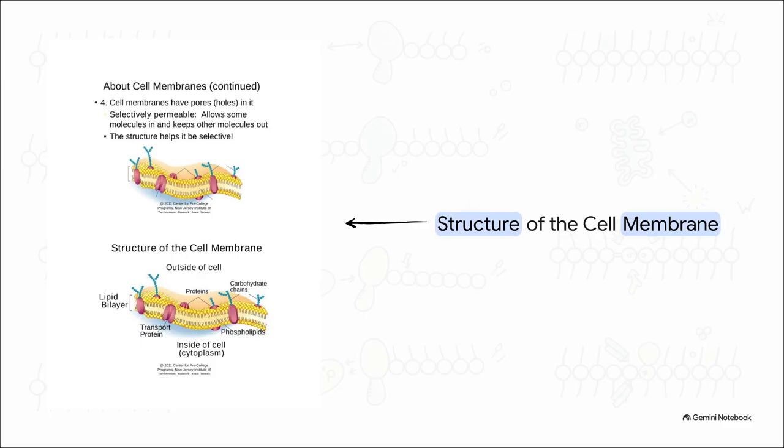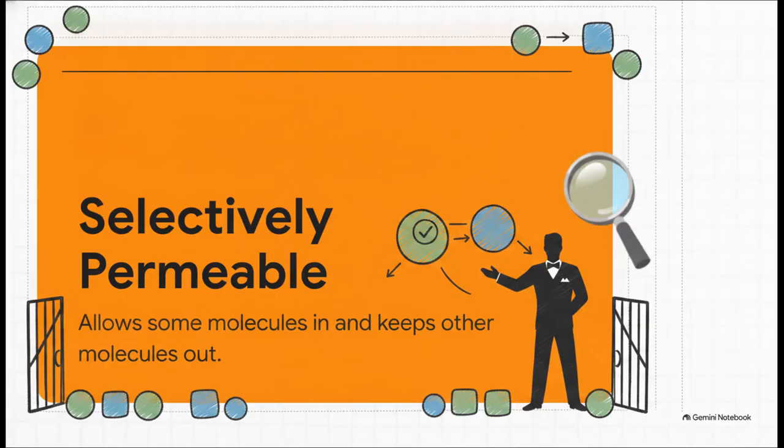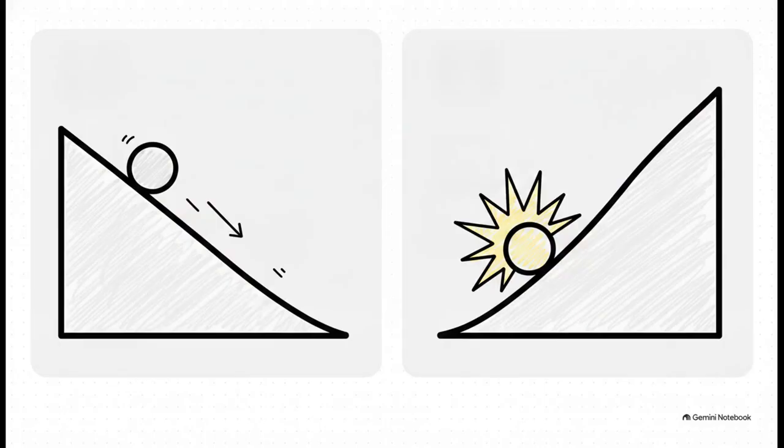Because of this super specific, multi-layered structure, the membrane is what we call selectively permeable. That basically means it allows some specific molecules to enter the cell while completely blocking others. It's literally acting as a highly sophisticated bouncer for the cell, checking IDs at the door and only letting the right guests inside.